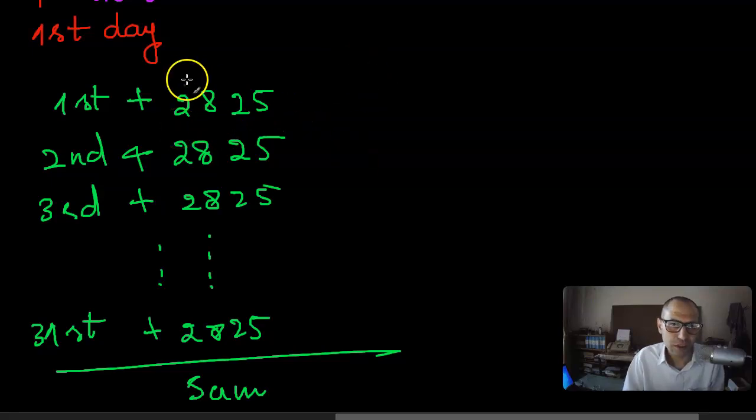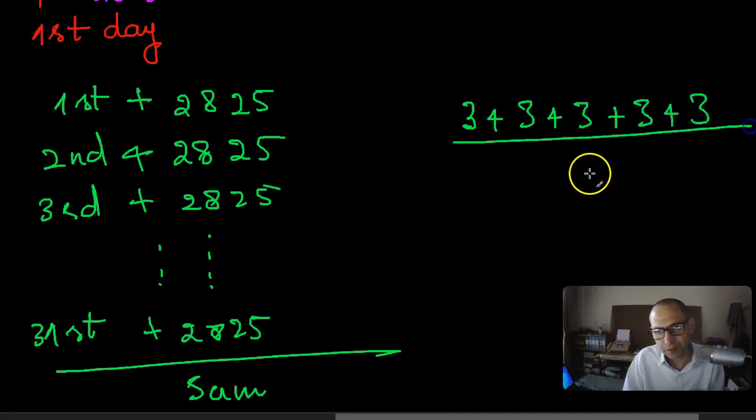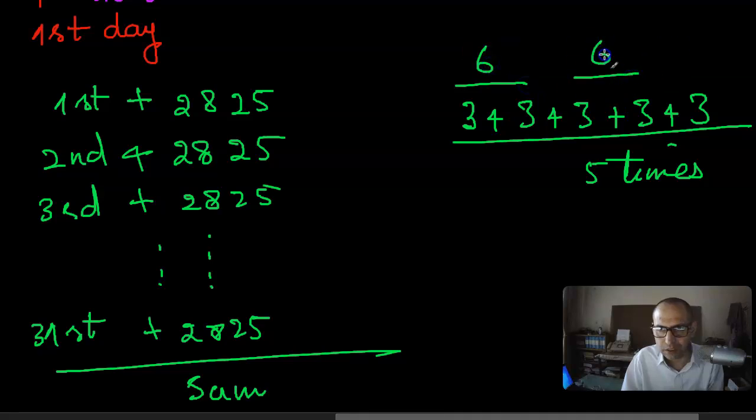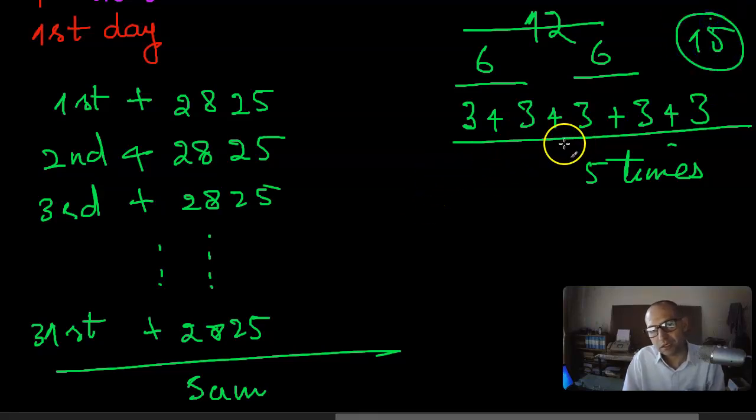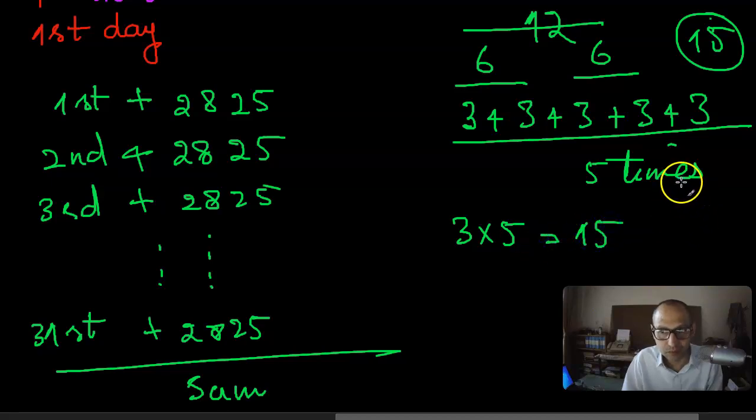Now multiplication is nothing but a shortcut for addition, meaning that instead of writing, for example, 3 plus 3 plus 3 plus 3 plus 3, 5 times, which would be 3 plus 3 is 6, that is 6, and this is 12, and 12 plus 3 is equal to 15, right? I can simply say 3 times 5, because that's 5 times, which is nothing but 15. As long as you know your multiplication table and the algorithm for multiplication, then you're good to go. Then you can add 3 to itself as many times as you want, even 15 million times, right?